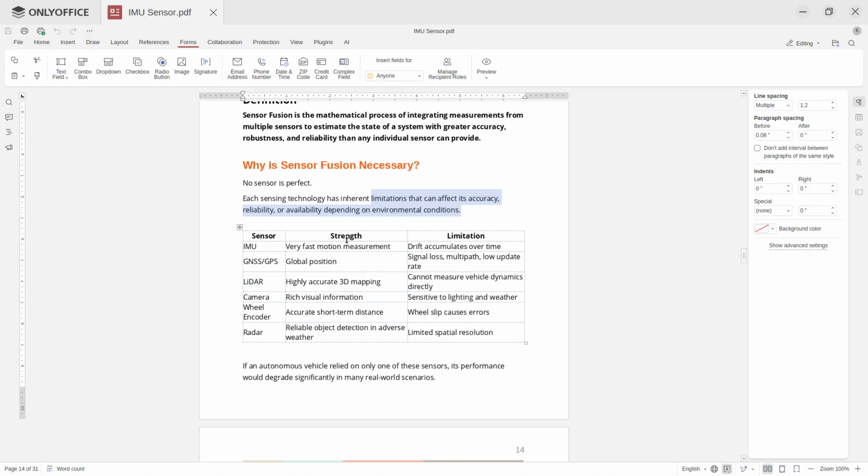So what is the IMU's strength? Very fast motion measurement. What is the limitation? Drift accumulates over time. Then GNSS, GPS: global position; limitations are signal loss, multipath, low update rate. LiDAR: highly accurate 3D mapping, cannot measure vehicle dynamics directly. Camera: rich visual information, but sensitive to lighting and weather. Wheel encoder: accurate short-term distance, but wheel slip causes error. Radar: reliable object detection in adverse weather, but limited spatial resolution.